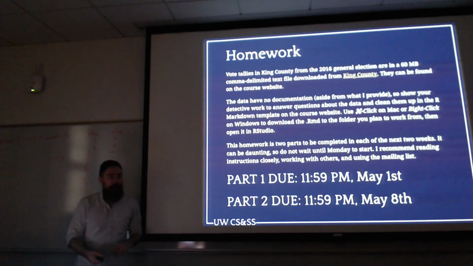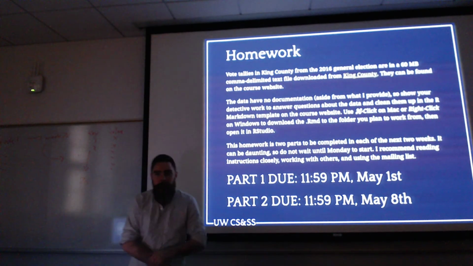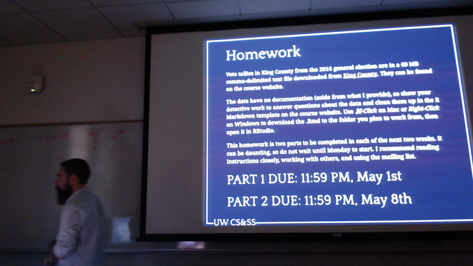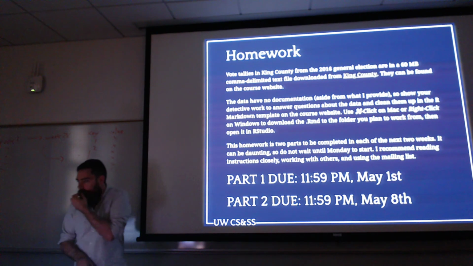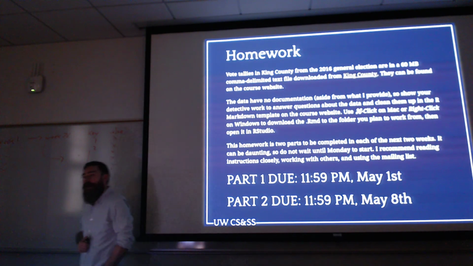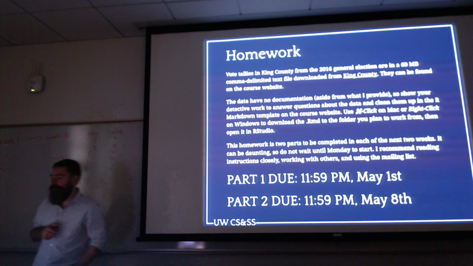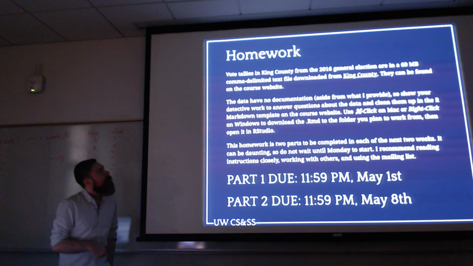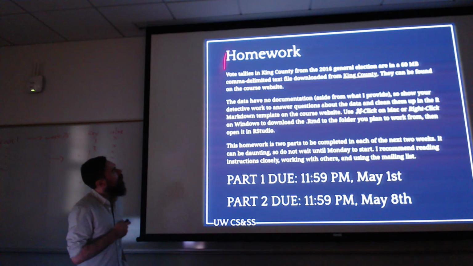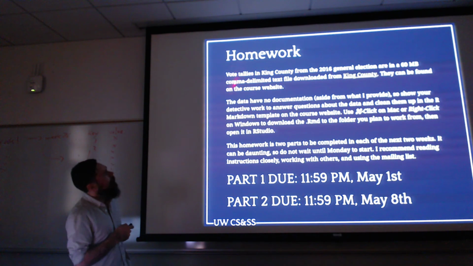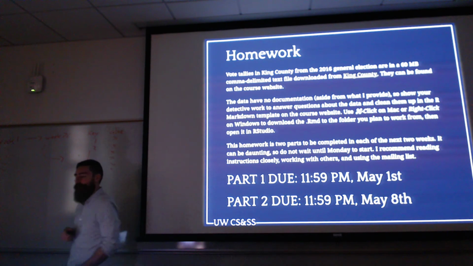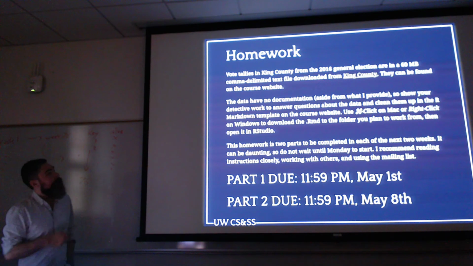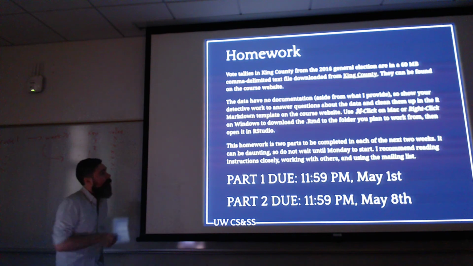Okay, so your homework. The dark times are upon you. This is the first homework on cleaning actually legitimately messy data. What I have given you are vote tallies in King County from the 2016 general election. It is a 60 megabyte comma delimited file. I think it's comma delimited. You might want to check to make sure it's not tab separated, and figure out the right function for that. Downloaded from King County. They can be found on the course website.